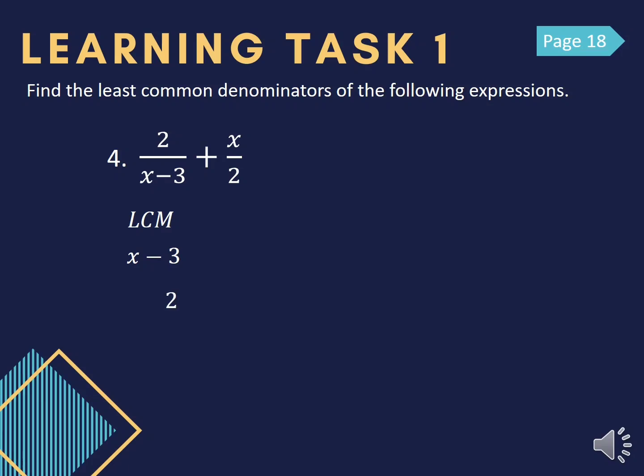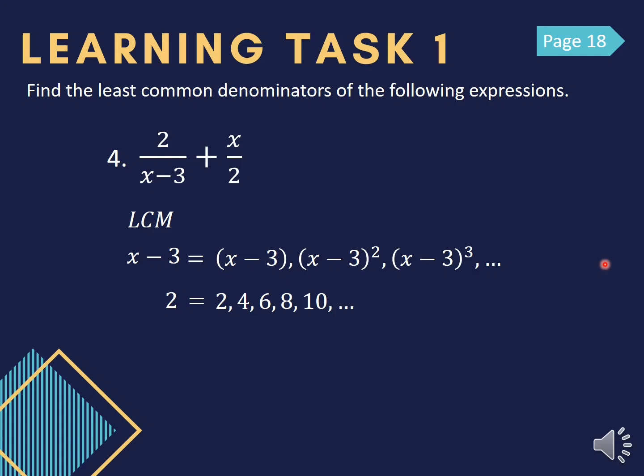So x minus 3 plus x minus 3, or we have x minus 3 quantity squared, and then the next one is x minus 3 quantity cubed, and so on and so forth. While for 2, the multiples of 2 are 2, 4, 6, 8, 10, and so on and so forth. Do you think we can have their common multiples?